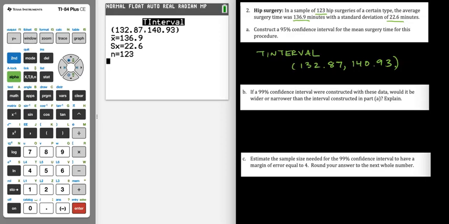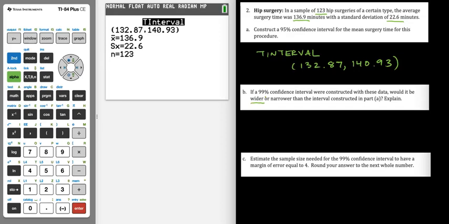Okay, so let's go to part B. In part B, it says if a 99% confidence interval were constructed with these data, would it be wider or narrower than the interval constructed in part A? So a couple ways to think about this. One way is just to quite literally think about it and recognize that if you're going to have a greater level of confidence that your true population mean is inside an interval, the only way that that can happen is if the confidence interval is going to be wider.